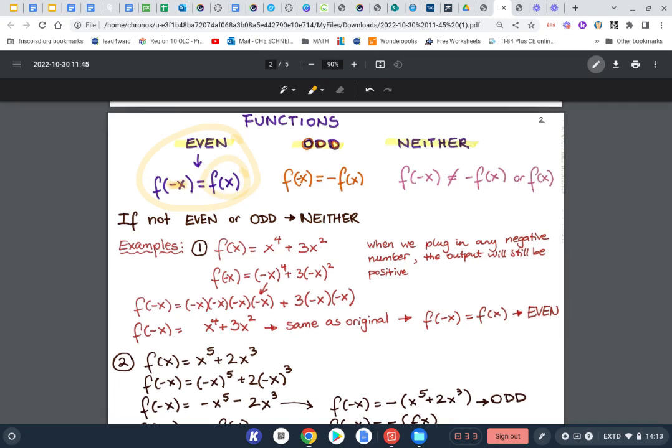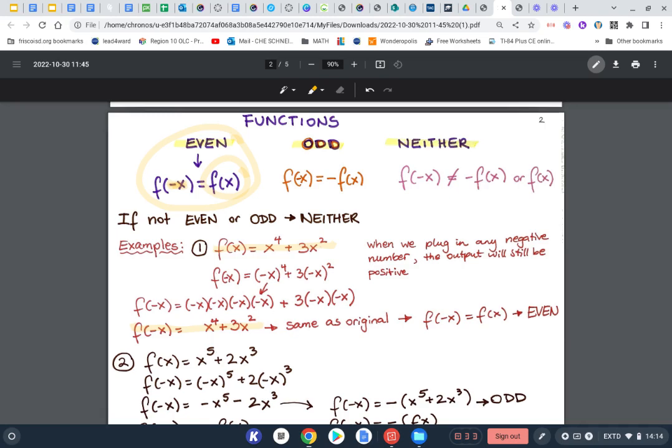So here's an example. Example number 1. Take a look. You have f of x is equal to x to the power of 4 plus 3x to the power of 2. When we plug in any negative number, in fact, the output will still be positive. So let's just plug in negative x. What happens? Did anything change? F of negative x shows the same result. Therefore, my original function is considered an even function.